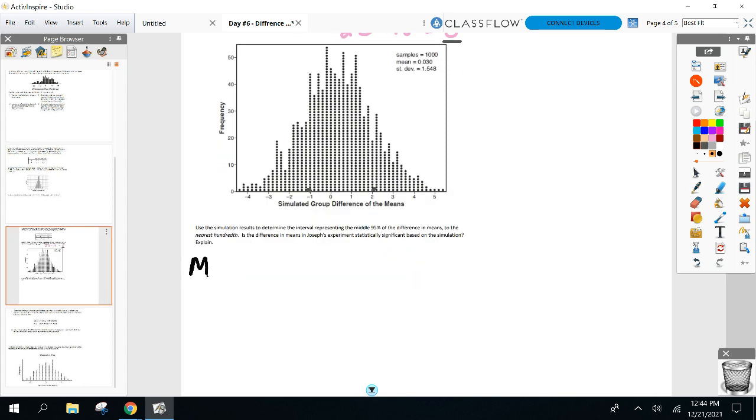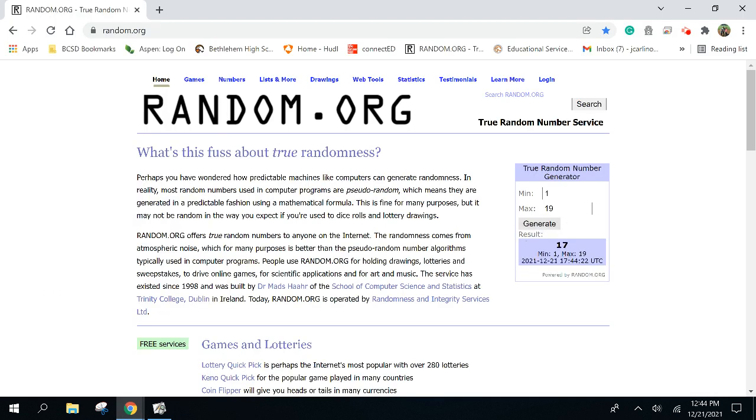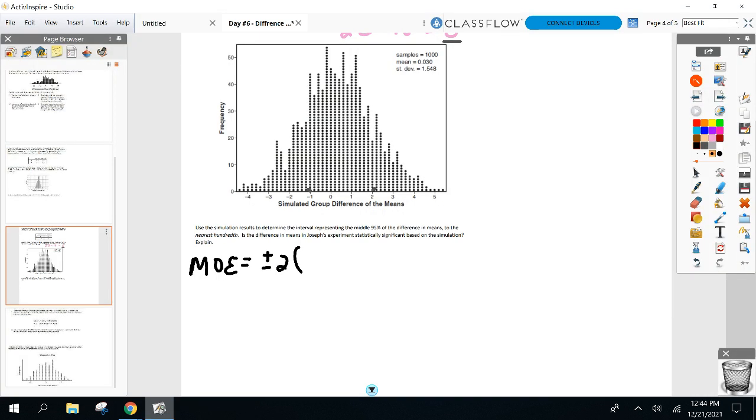So, you guys have values to find these? Plus or minus 2 times. What are we going to multiply the 2 by here? Oh, 17. Plus or minus 1.548. Good. That'll be plus or minus. What do we got there? 3.096.